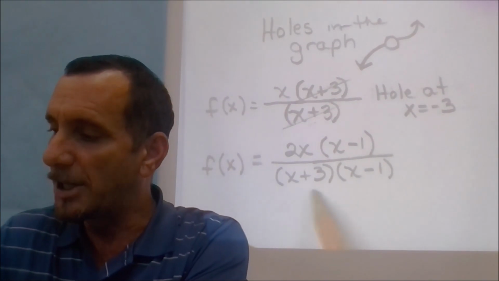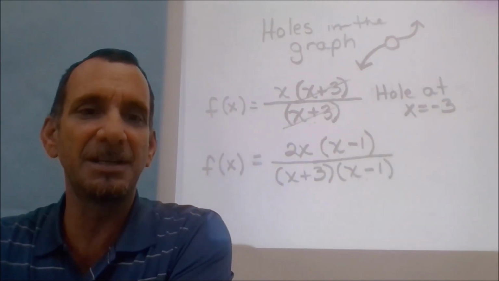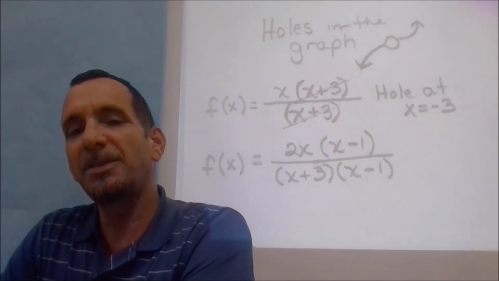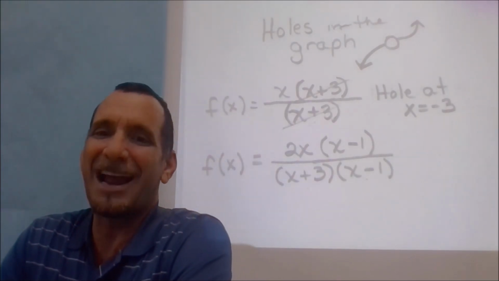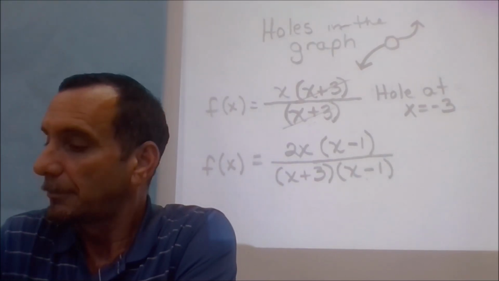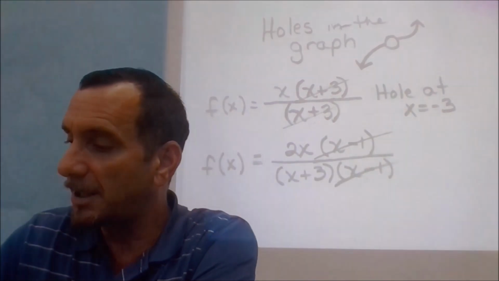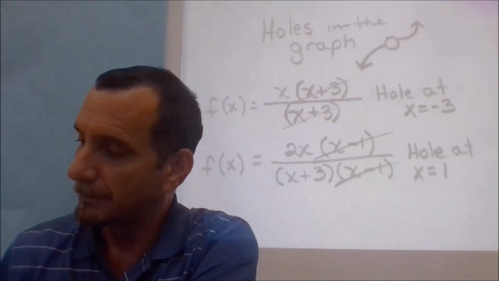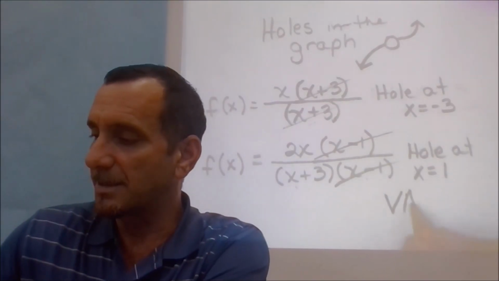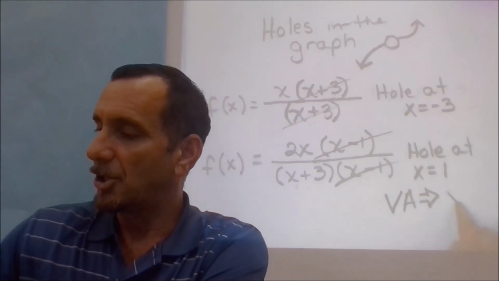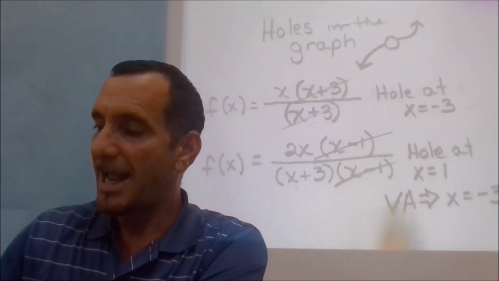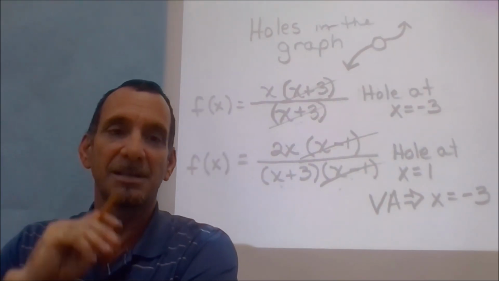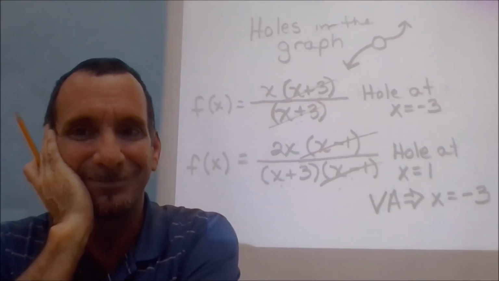Let's look down here. Which one of these expressions in the denominator tells us that there's a vertical asymptote, and which one tells us that there's a hole in the graph? Well, here we have it. If you can cancel it, there is a hole at x equals 1, and there is a vertical asymptote at x equals negative 3, and that's the difference. If you can cancel it, there's a hole. If you can't, it remains a vertical asymptote.